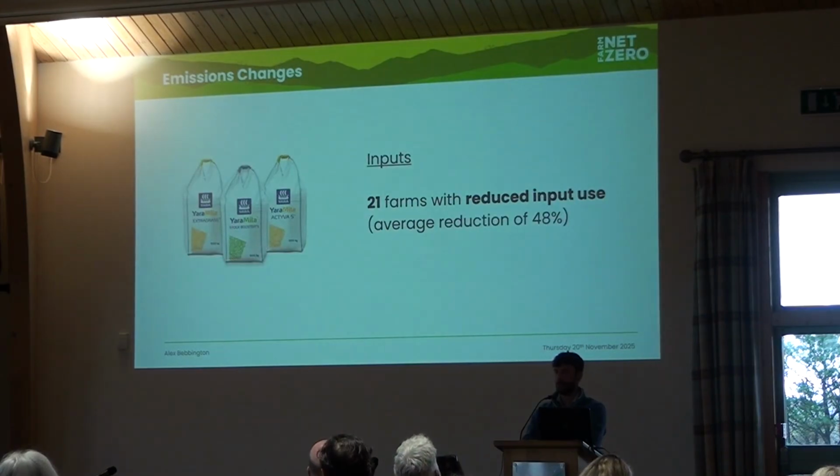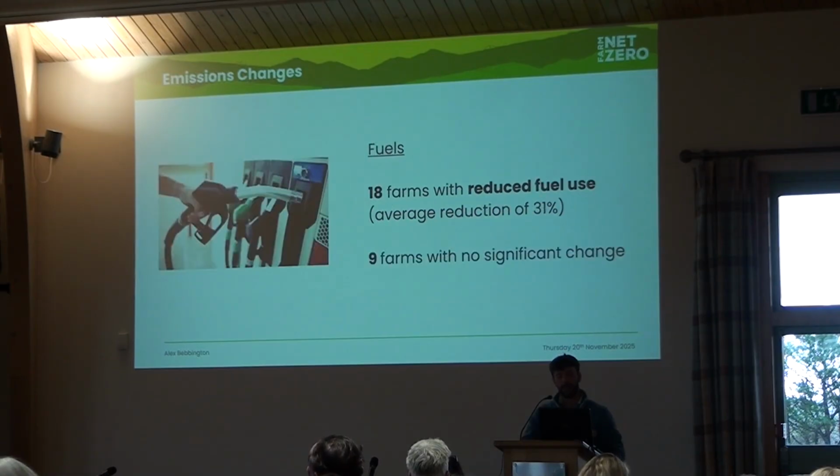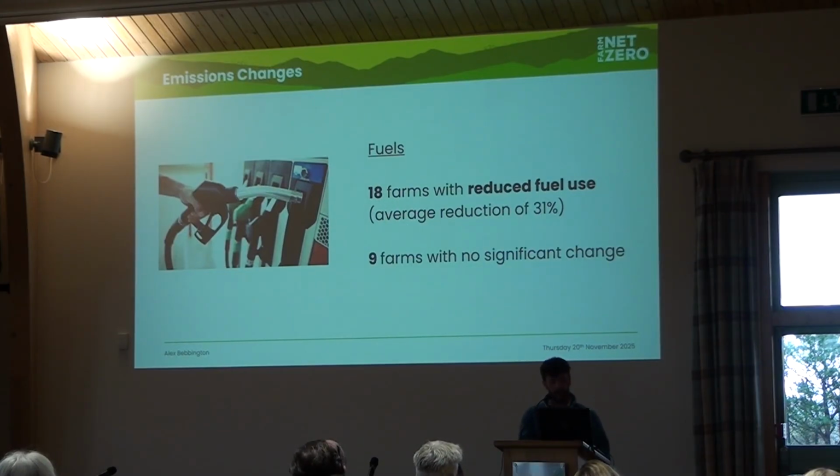We've got 21 farms that reduced their inputs. That's fertilizer and pesticides. That again could be done by rotational grazing, herbal leys, making better use of slurries. And we've got 18 farms on the project that have reduced their fuel use. That's diesel and petrol, and that could be through things like your soil is healthier, so you're not working it as much, you're out-wintering, so you're not driving a tractor around the yards as much. And again, you'll hear about that from farmers who are here.